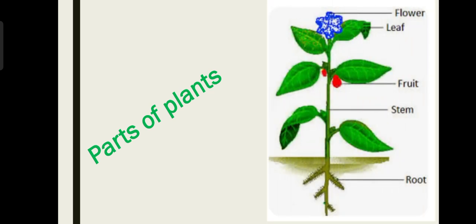Parts of plants: roots, stem, leaves, flowers and fruits are the parts of a plant. By studying these parts, we can identify the type and species of plant.